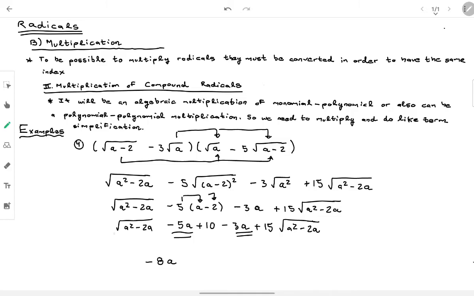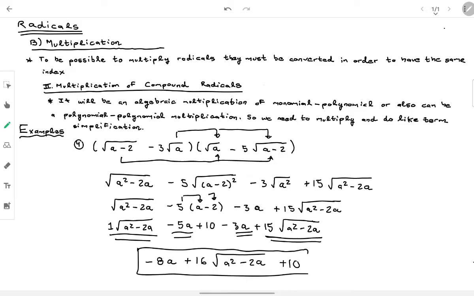Then this one and this one are also like terms because they have the same index, the square root, and the inside part is exactly the same. 15, and here we have a 1. So it's going to be 16. That multiplies a squared minus 2a. Then it's going to be the number, only plus 10. And this one is correctly ordered. And of course, it's also the correct and simplified answer.